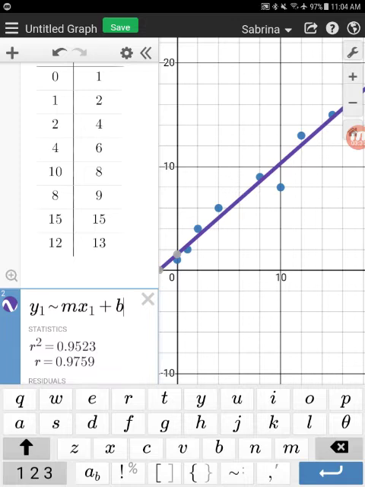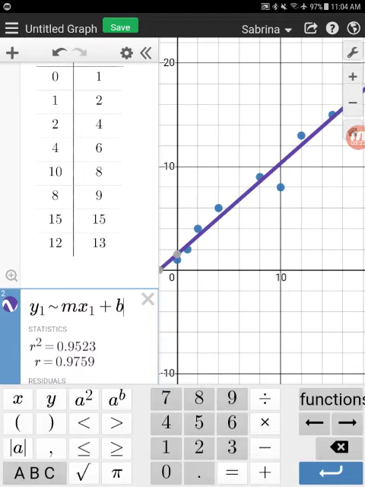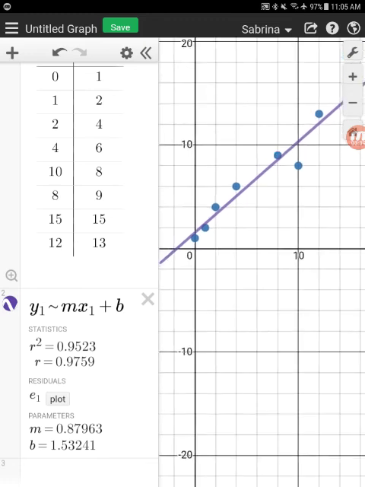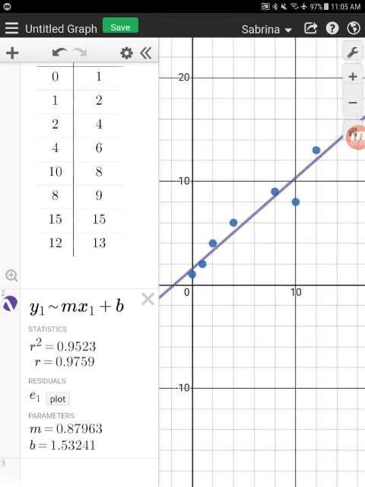And you have to type it in that way for a linear correlation so that you can see your line of best fit. And if you look at your R equals 0.9759, that is saying that that line is almost 98% accurate to those points. That's how close those points are to that line.